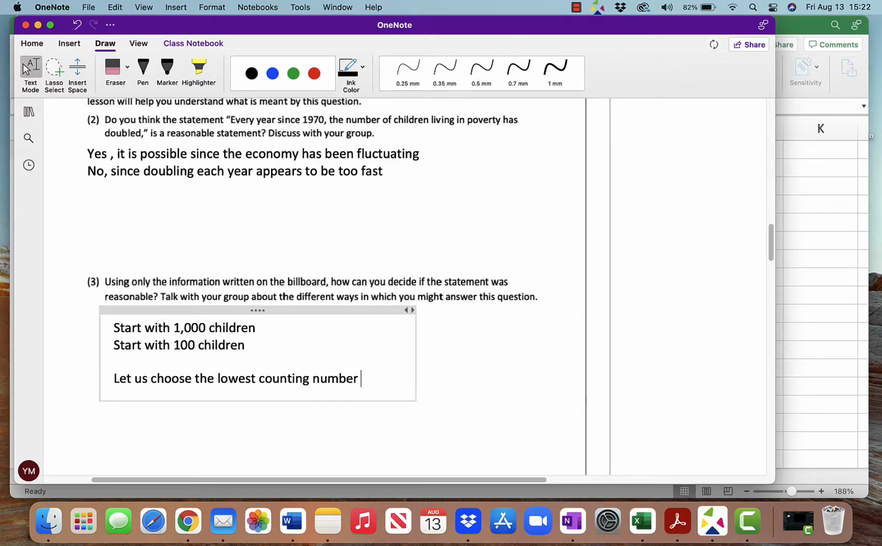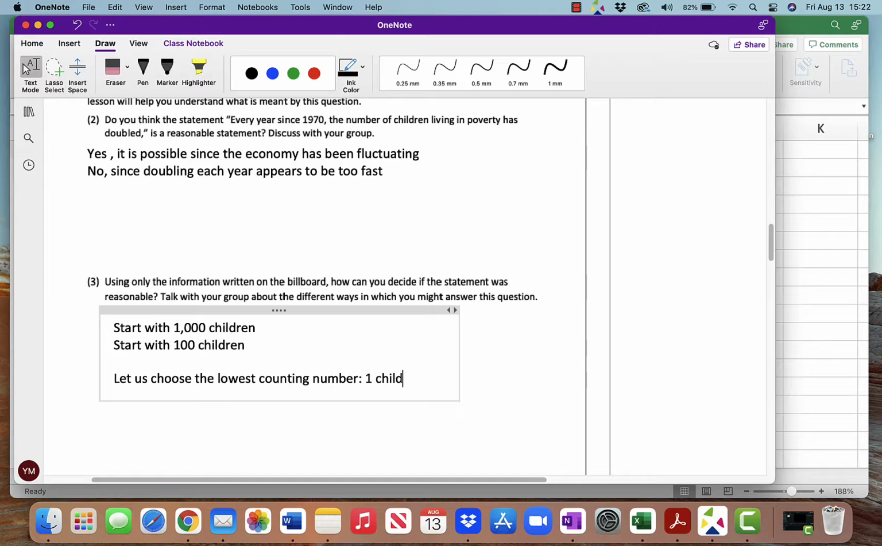A counting number is a mathematical term. A counting number is a number that we use to count with, and the smallest counting number is the number 1. You might say, well, that number is very small. That's not true that in 1970 there was only one child living in poverty, and I would say, yes, of course it was more than one. However, if we start with the smallest possible number and we end up with something unreasonable, then it's already going to be unreasonable because we chose the smallest one.